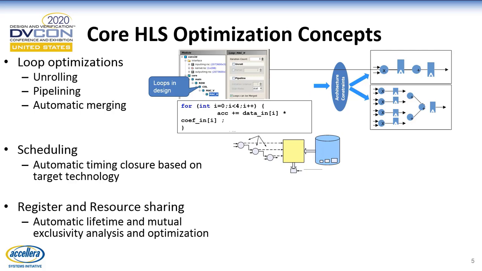In RTL, you can implement this for optimal area by using a single multiplier and a single adder, and you can basically sequentially implement this operation over 4 clock cycles with a design like this. Alternatively, you can unroll this loop and implement it in parallel with 4 individual multipliers and then 3 adders and then pipeline logic.